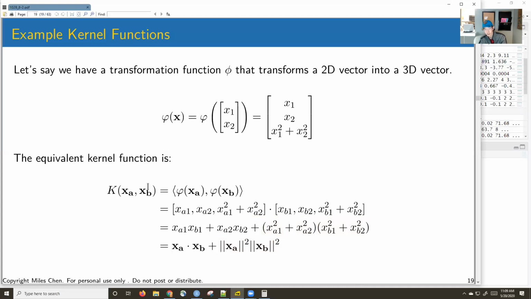So this kernel function is the equivalent of applying a transformation function phi, which creates this, and taking the inner product of the transformed vectors.